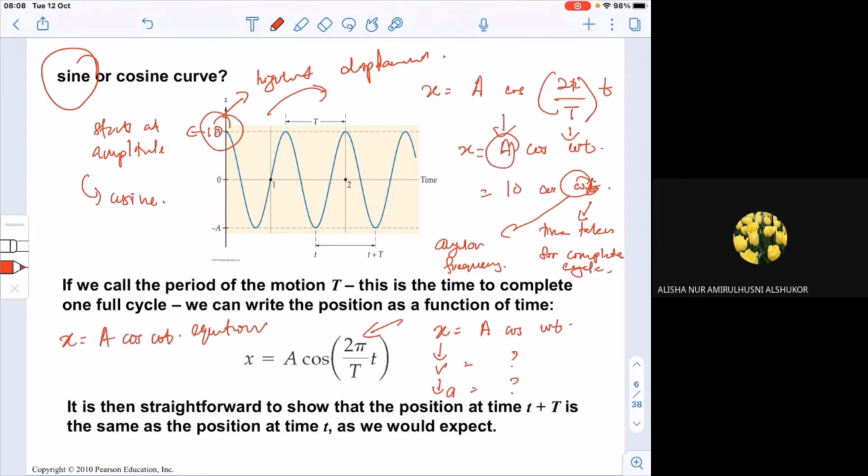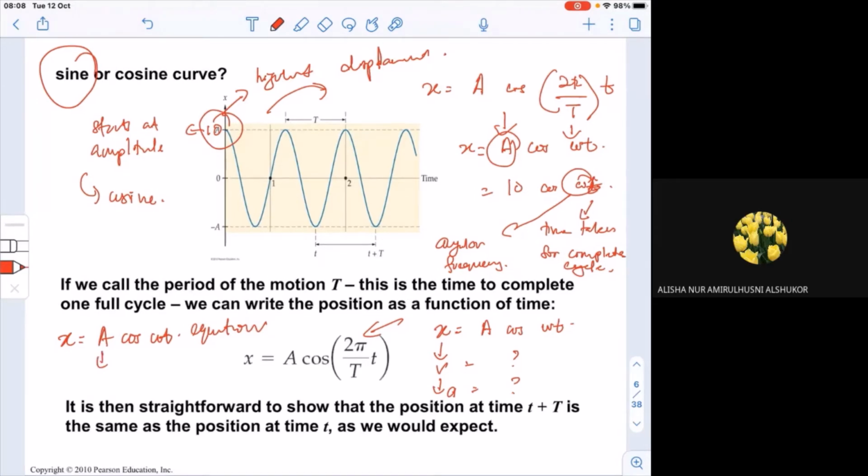So what is A cos omega t? A is basically the highest displacement or amplitude. It should be placed at the beginning of the equation or the function. And cos omega t is based on the type of graph, the cosine graph, which is cos omega t. And omega here is the angular frequency. Okay, what is the formula of the angular frequency? Omega equals 2 pi f.